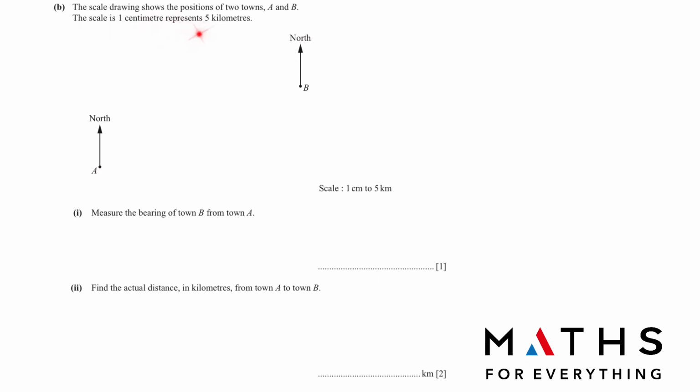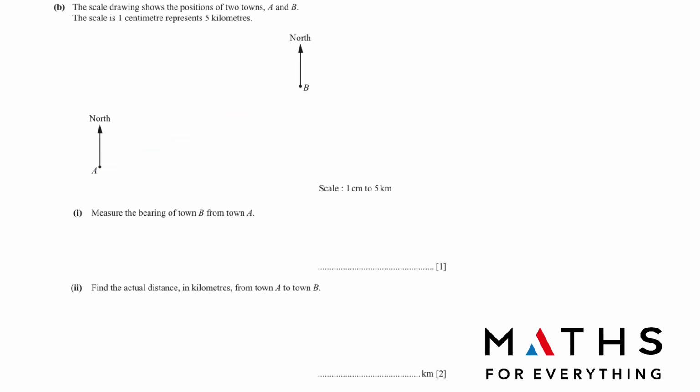The scale drawing shows the positions of two towns A and B. The scale is 1 centimeter represents 5 kilometers. Measure the bearing of town B from A. Join the 2 points together, and from town A, so we go to A, and from north we go clockwise. So this is the bearing we need to measure. Put your protractor and measure. Your answer will be 68. Bearing is always written in 3 digits.